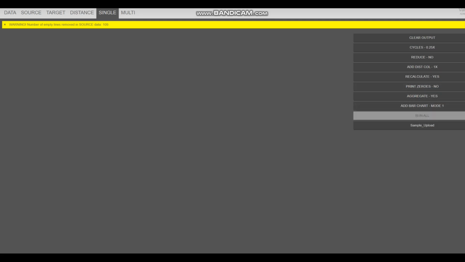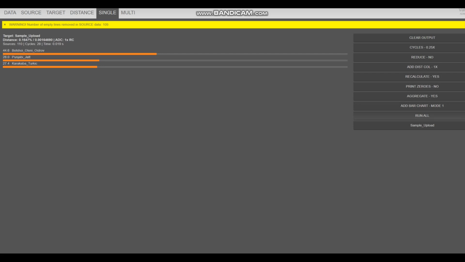Let's try and model him this way. And we see he's getting modeled as a mixture of half Bolshoye Oleni Ostrov plus one quarter Jat from Punjab plus another quarter Karakaba Turkic. It is what it is. So, seems to be a mixture of Siberian, or West Siberian, plus South Central Asian plus Turkic.